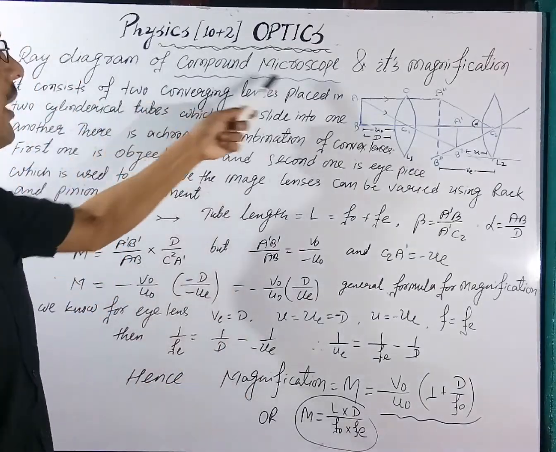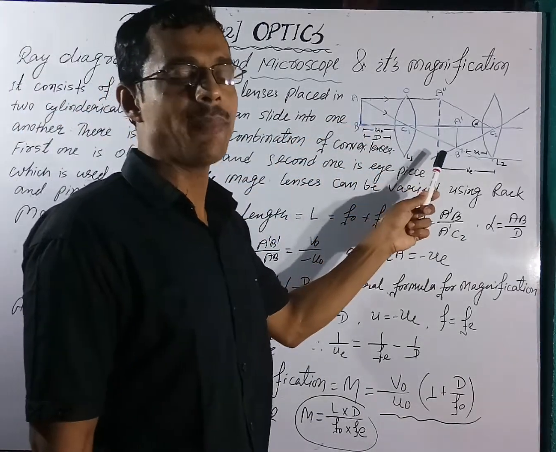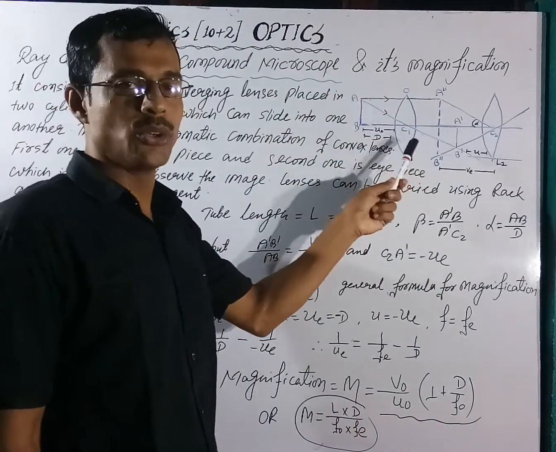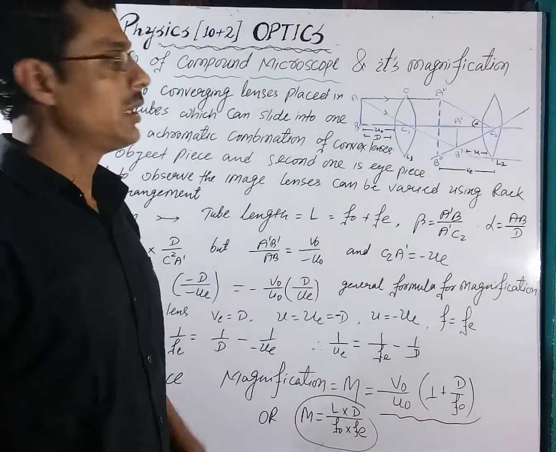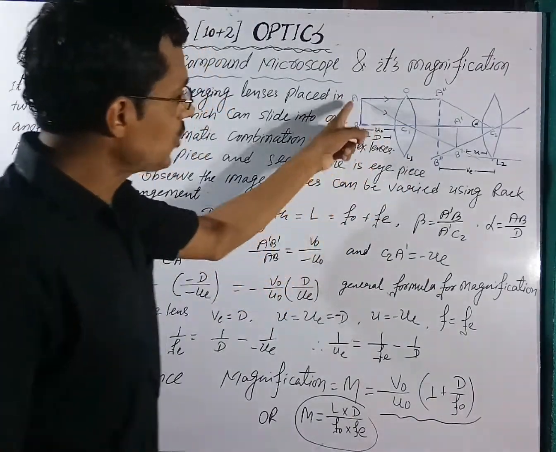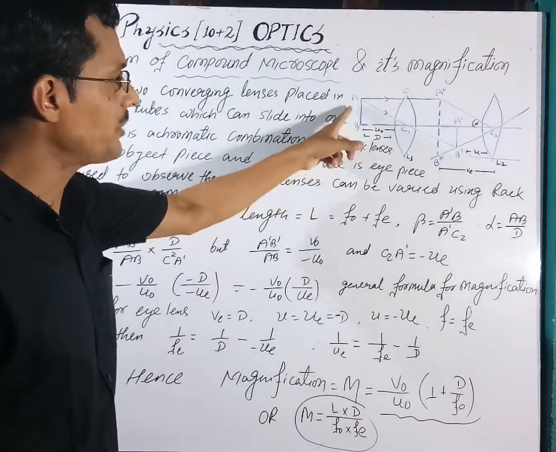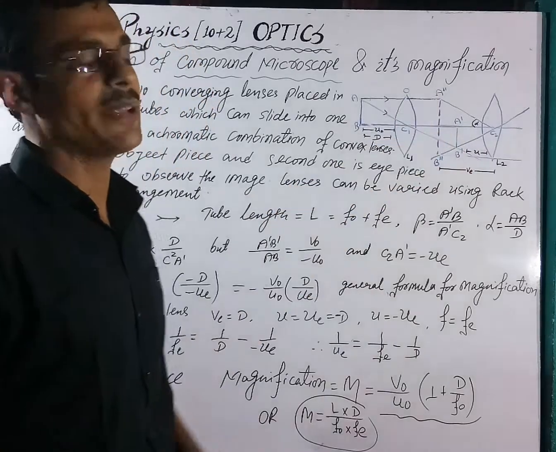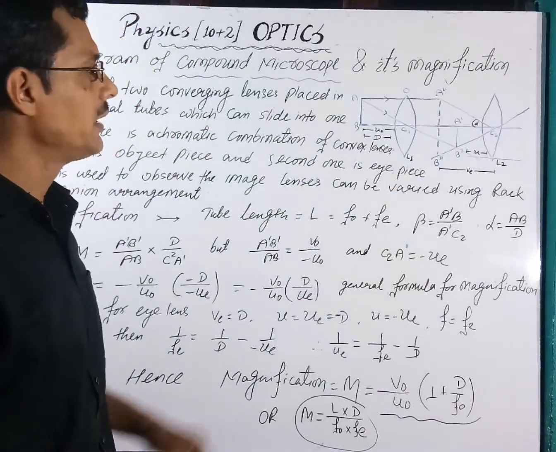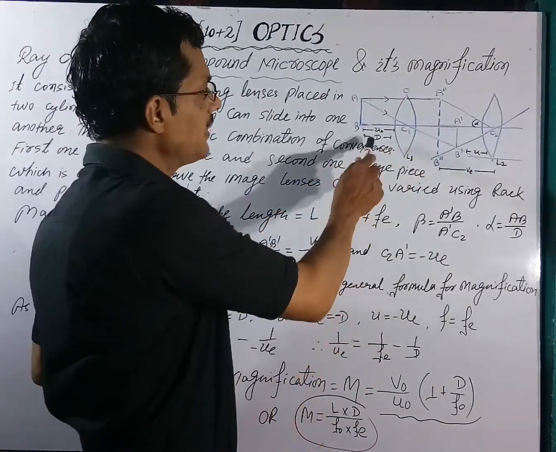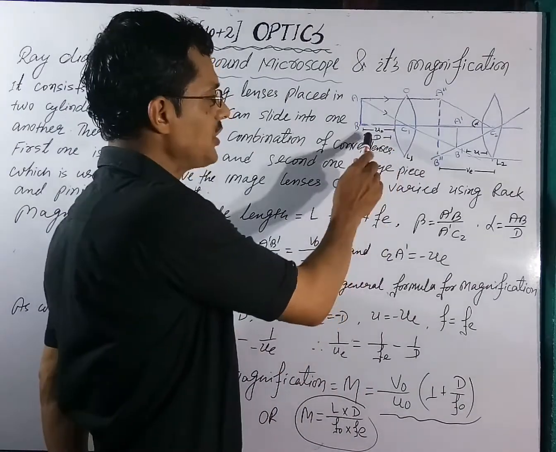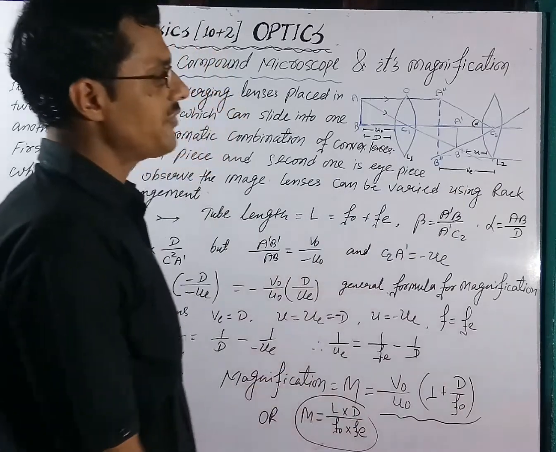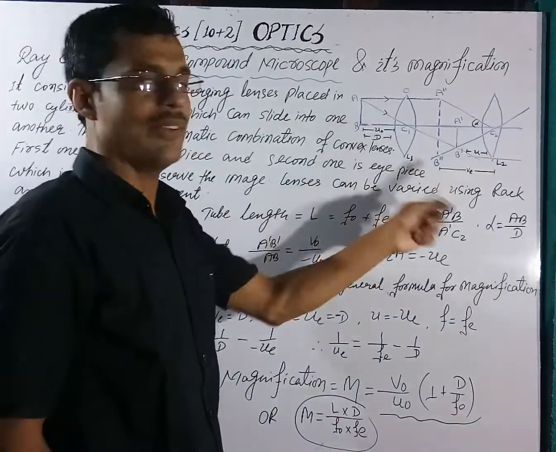This is the ray diagram of compound microscope and we are going to find out the magnification of compound microscope. This is the ray diagram which you have to do and also practice. This one is the object AB, this one is the first image A dash B dash, and this one is the second image A double dash B double dash. There would be the angles alpha and beta, this one is the object distance, here it is D, and this one is the image distance which is V. These are lenses L1 and L2.